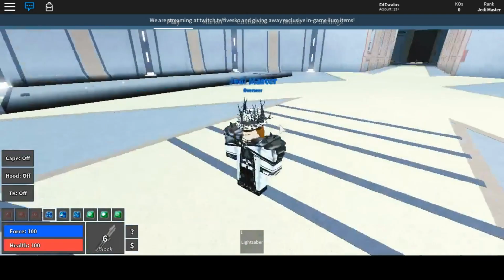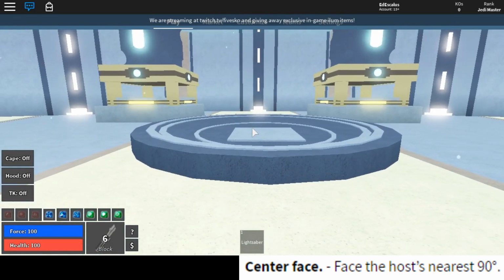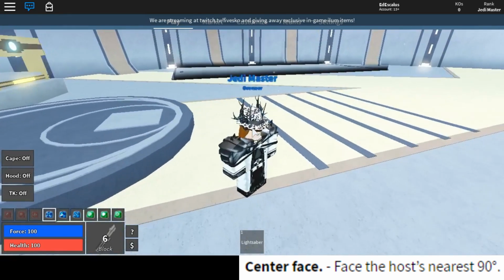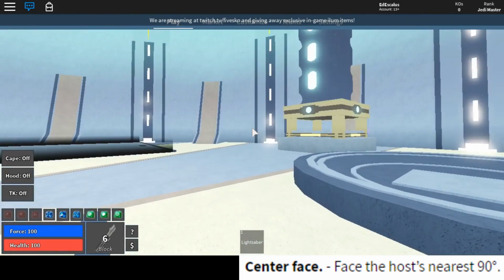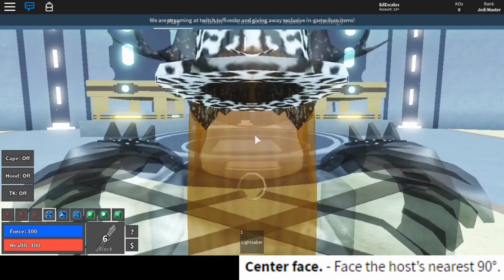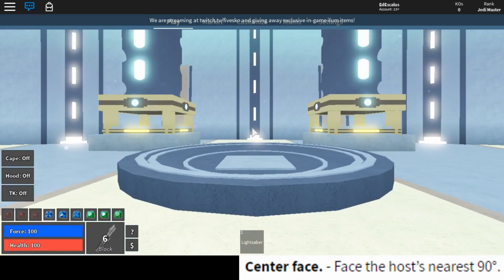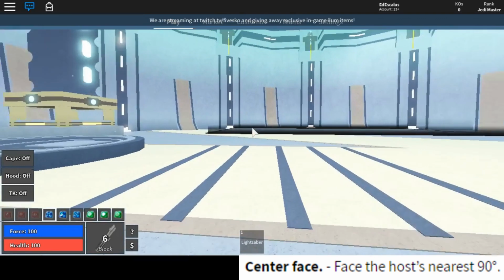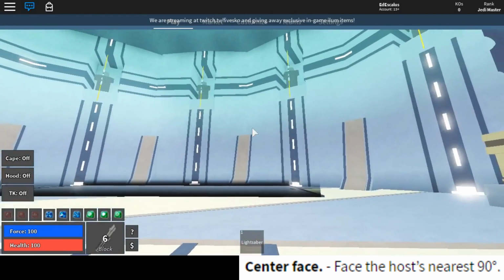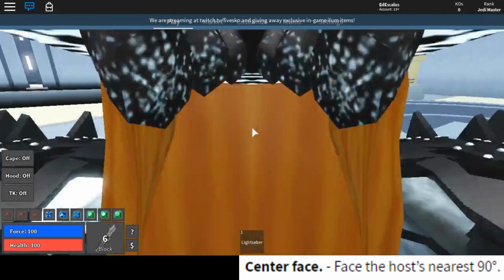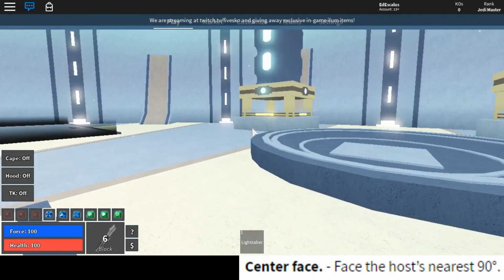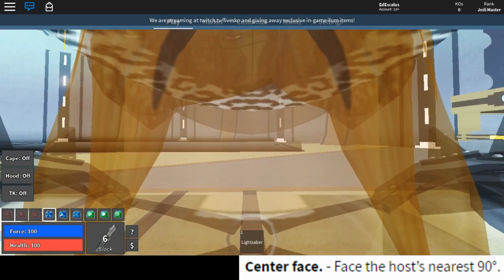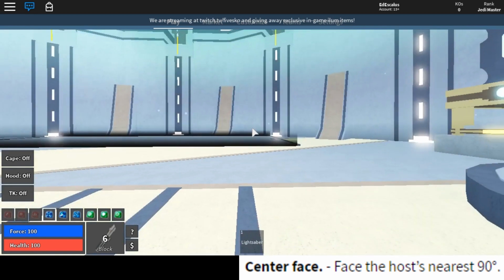Okay, so this is the center face. For the center face, you just face the host whichever direction they go. Like if the host stands here, even if it's at an angle, you can see him right there on the screen, so it's just center face. So when they say center face, you must face the direction of them. Do not face like this or this. These are not center face. These are right incline and left incline. Center face is you facing the host at the nearest 90 degrees.